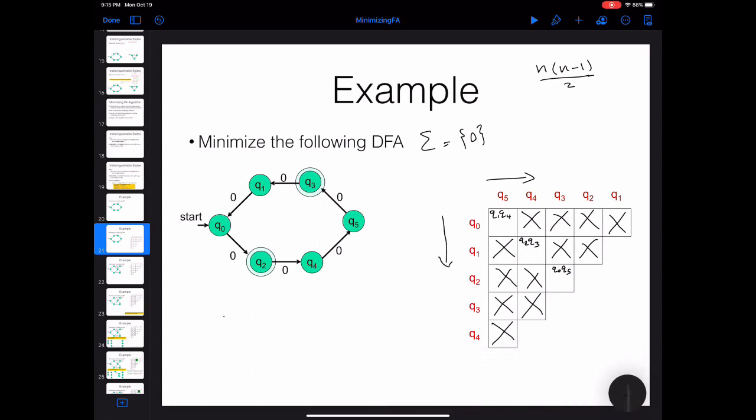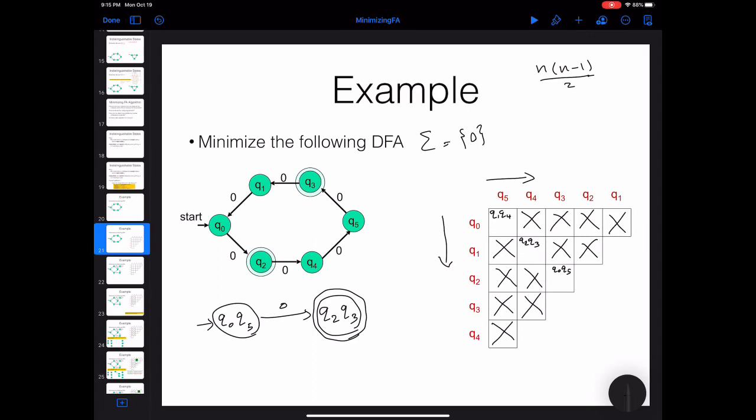So I'm going to create a new DFA, one state for Q0 and Q5, and it is going to be the starting state. If you check it over 0, Q0 is going to Q2 and Q5 is going to Q3, and they are equivalent. So you are going to the same one state here, which is an accepting state.